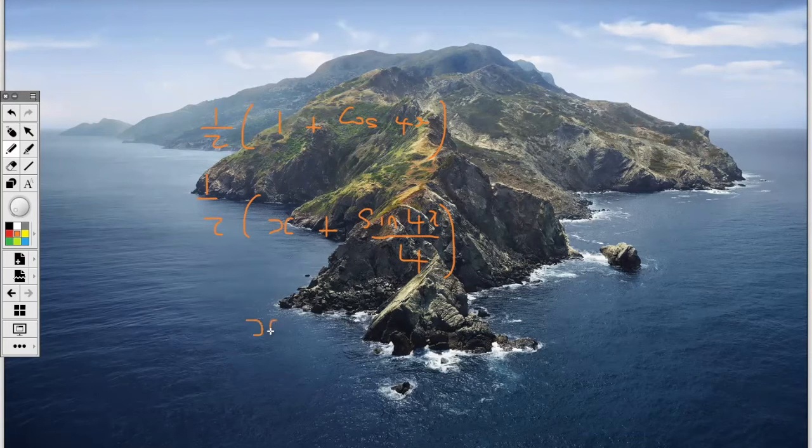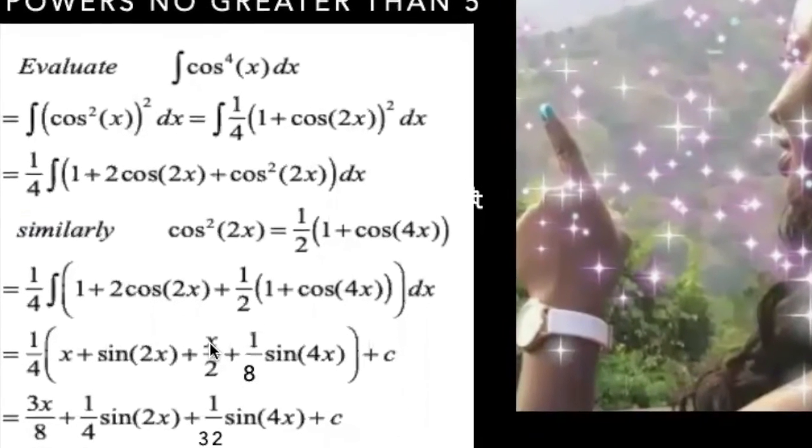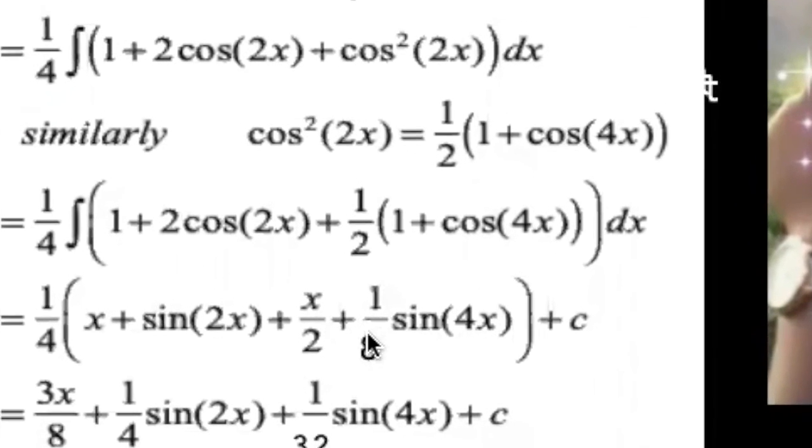So this becomes x over 2. Half times x is x over 2. A half times sine 4x, 1 times sine 4x gives us sine 4x. 2 times 4, that gives me 8. So the x over 2 plus sine 4x over 8. And that's what you're seeing here. X over 2 plus 1 over 8 is the same thing as sine 4x over 8.